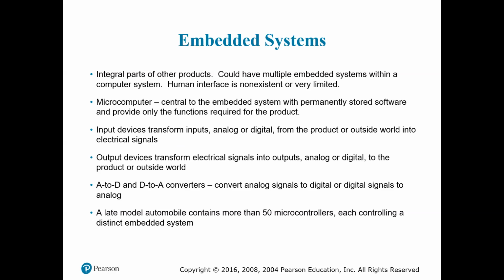And as an example, this text, the copyright date here is 2016. The text is 2014, so it's a little older. A late model automobile contains more than 50 microcontrollers, each controlling a distinct embedded system. So that's an example. Refrigerators have embedded systems these days.